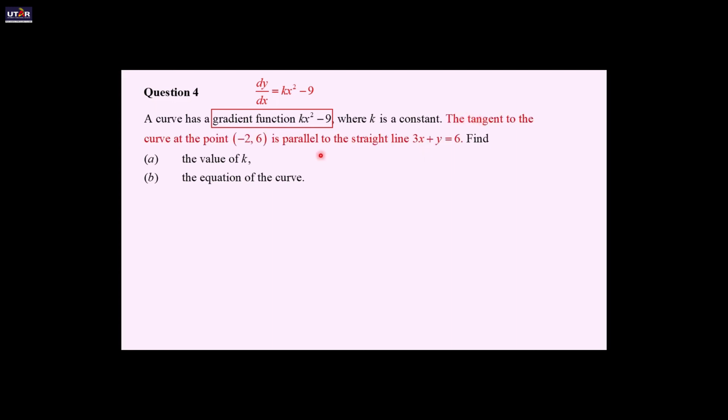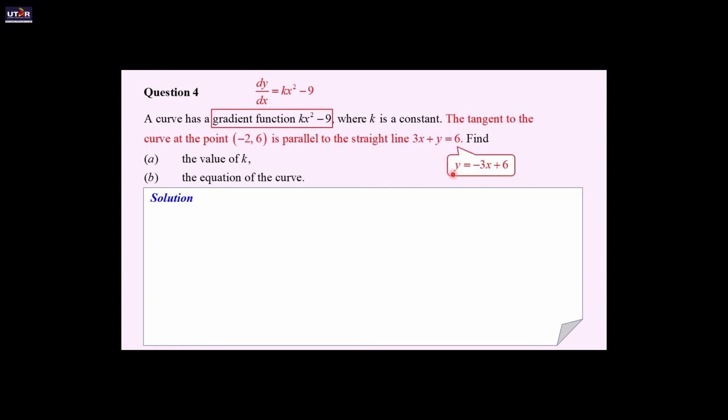Since the tangent is parallel to the straight line 3x plus y equal to 6, we can say that they have the same gradient. In order to obtain the gradient, we rearrange the equation of the straight line 3x plus y equal to 6 in the form of y is equal to mx plus c. Right, so in this case, the gradient is -3. So from here we can say that dy/dx is equal to the gradient -3 at the point (-2, 6). Right, so from here we obtain when x is equal to -2, dy/dx is equal to -3.